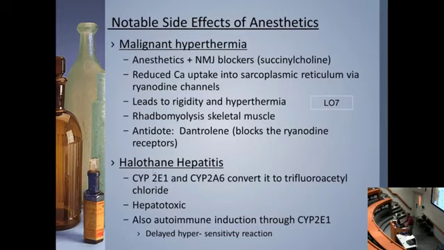The other notable side effect is the production of halothane-induced hepatitis. This is coming from a microsomal metabolic conversion of halothane to a particular chemical moiety, which is hepatotoxic. You can also see an autoimmune type of induction through a specific CYP enzyme, which produces a delayed hypersensitivity reaction. So those are the two big side effects of some of these anesthetics.